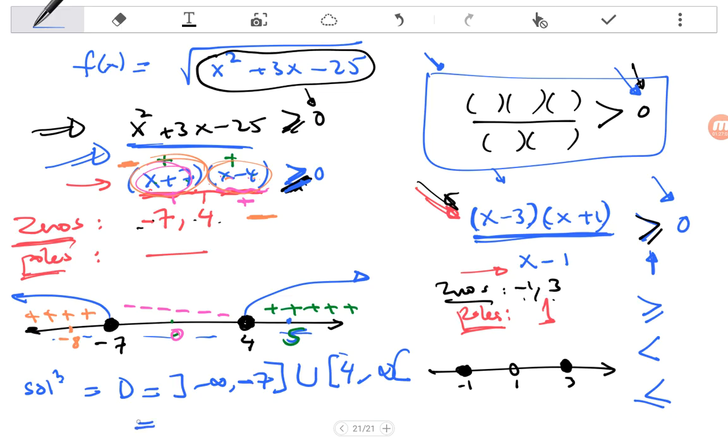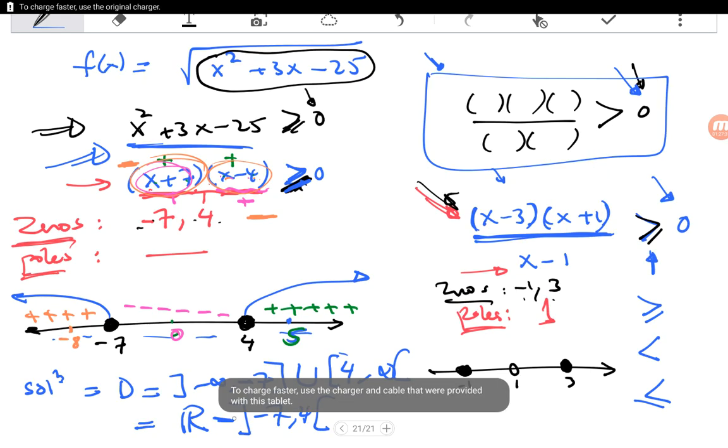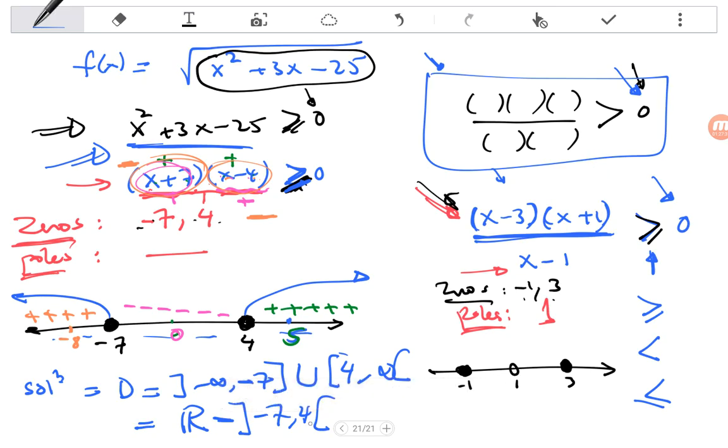We can express it or give it another expression. We can say that this is R excluding. Which interval should I exclude from R to express the same set? Yes, from negative 7 to 4. Open or closed? Open, yes. This time it will be open. Because if I make it closed, I will exclude negative 7 and 4. And I need negative 7 and 4 to be inside the domain.